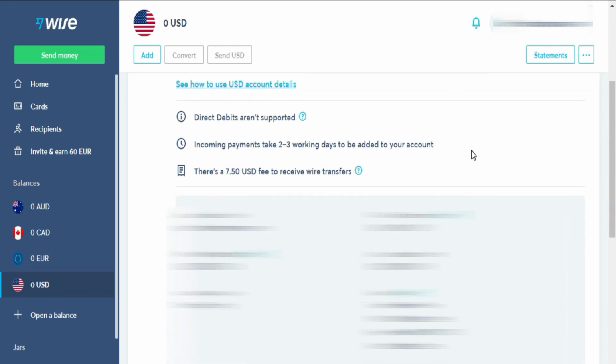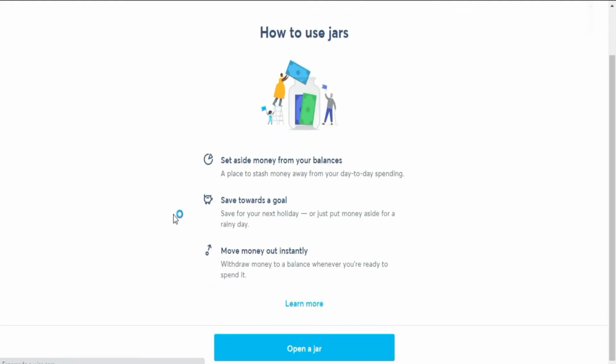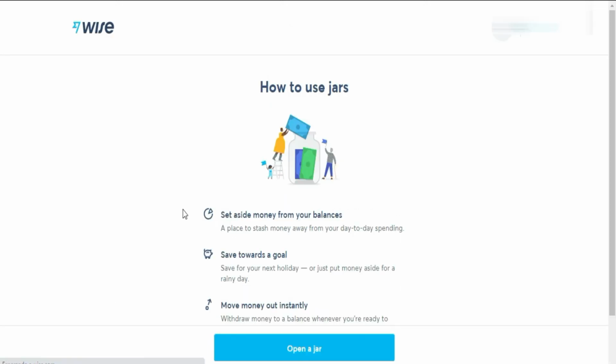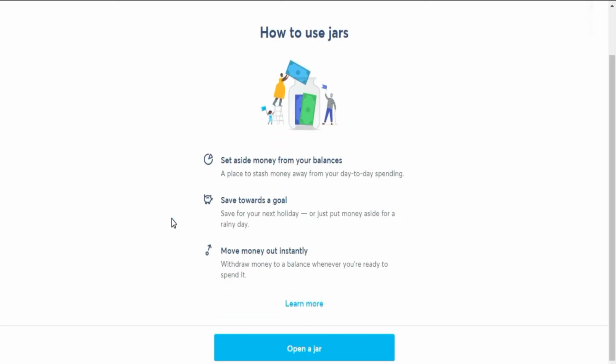Finally, in JARS, you can create a savings account by setting aside money you have in your balance and setting goals for amounts you want to reach. One more way to manage your money within Wise. I hope this video has helped you to save as much as possible by sending money abroad with another currency.